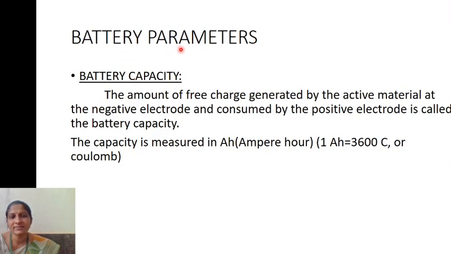And coming to the battery parameters, the first definition is battery capacity. The battery capacity is defined as the amount of free charge generated by the active material at the negative electrode and consumed by the positive electrode. The capacity is measured in ampere hours. 1 ampere hour is equal to 3600 coulombs. So coulombs or ampere hours are the units of the battery capacity.